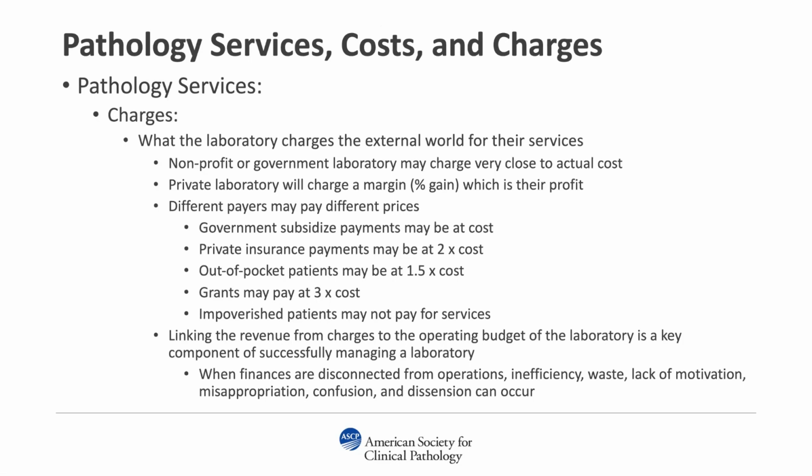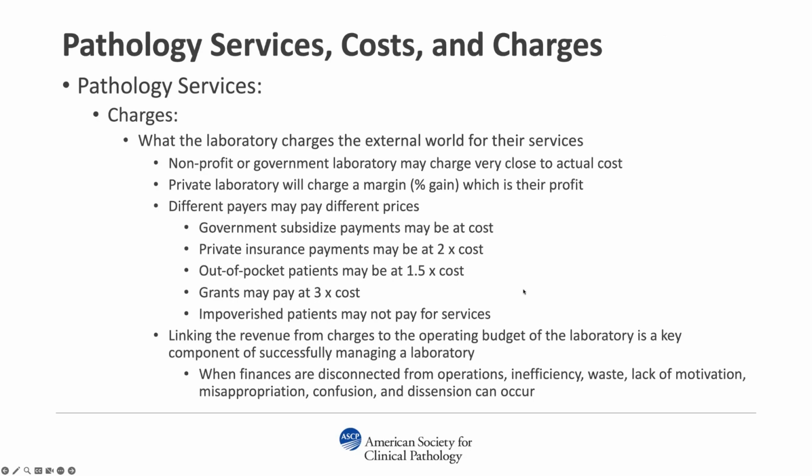So out of pocket may be 1.5, 0.5, depending on what you decide for your local environment. You may not want to charge too much for your patients, or maybe you have tiered pricing so that patients that are wealthy pay more than patients that are impoverished, et cetera. And then a grant, you could get a grant that actually pays 3 times the cost, and that's because of the overhead, et cetera, that they're covering. And then, as I said, impoverished patients may not pay for services at all. And I'll show you in the model how that can be done effectively.